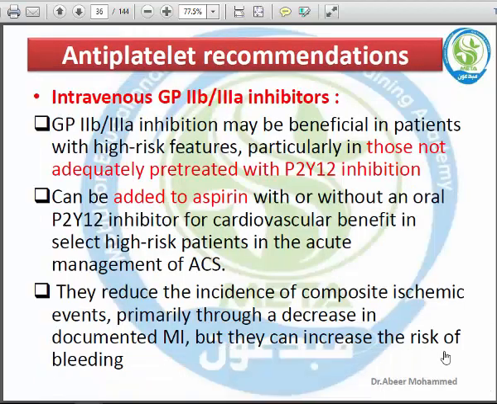Regarding IV antiplatelets, we have glycoprotein 2B3A inhibitors like tirofiban. They will benefit patients who are not adequately treated with P2Y12 inhibitors like clopidogrel or ticagrelor. In such cases, the patient will benefit from adding glycoprotein 2B3A inhibitors. They could also be added to aspirin with or without an oral P2Y12 inhibitor like ticagrelor or clopidogrel.